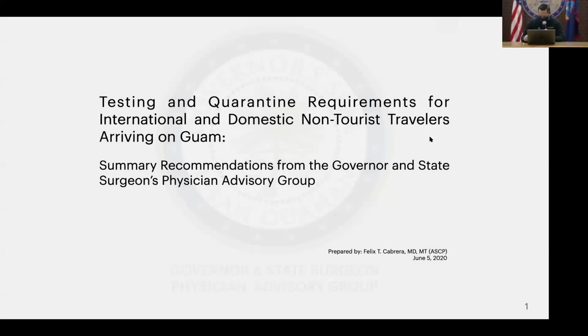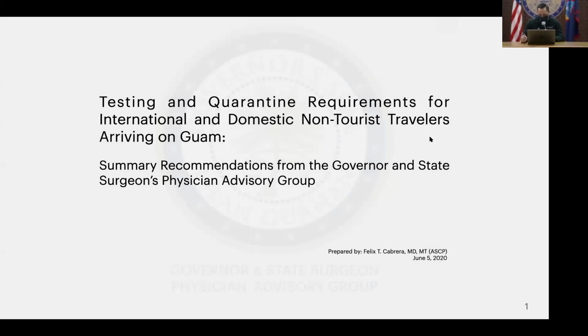So first of all, I just want to mention why this change overall. I think the number one priority for us is to be able to get our Guam residents who are abroad back to Guam safely, and to do so in a manner that's also safe for the rest of the island, and to minimize the chances of introducing new COVID-19 cases to the island.